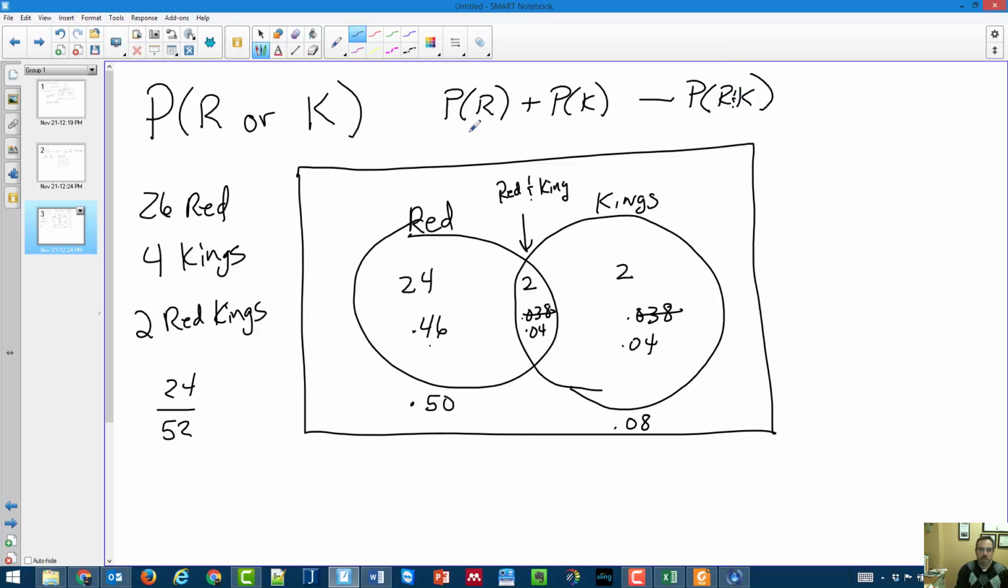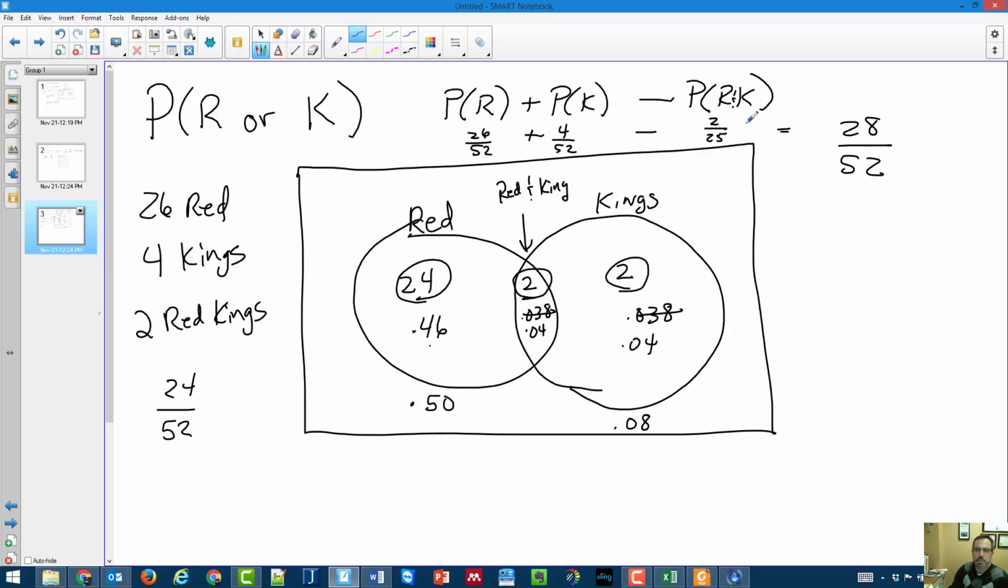So the probability of a red card, 26 out of 52. Probability of a king, 4 out of 52. Probability of red and king, 2 out of 52. When I add these together and subtract this, I end up with 28 out of 52. And notice those are the numbers I have here. 24 plus 2 plus 2. That's the probability of getting a red or a king. Okay, so you have to adjust some things because of that overlap, right?